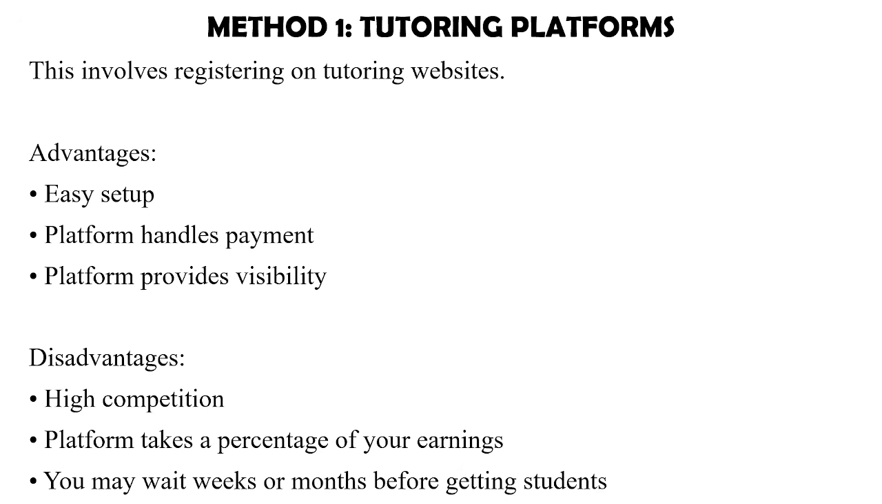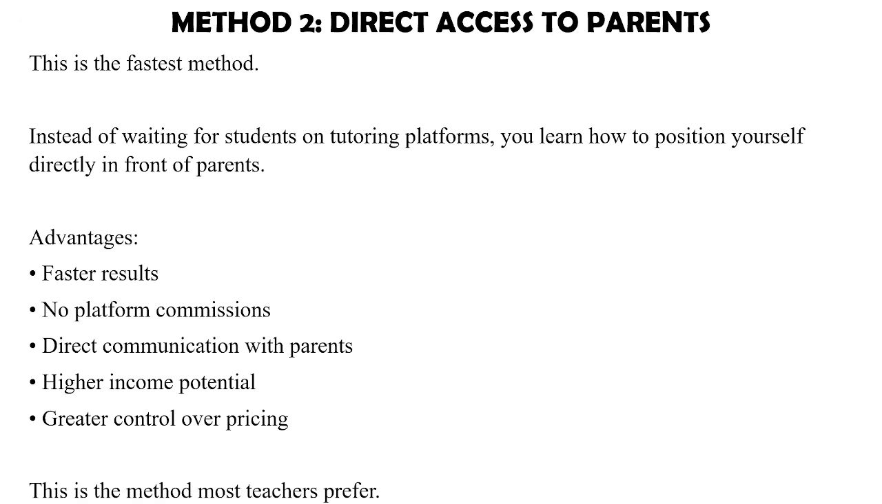The second method: as we proceed, I will teach you about all the various platforms, right? The top platforms that you should pay attention to for each of these countries, I'll show them to you. But this method one is not even the major thing. The major thing is method two, which is the method that gives you direct access to parents. I'll show you. This is the fastest method. So instead of you waiting for students on tutoring platforms, right, I'll teach you how to position yourself directly in 3 days. 3 days, 72 hours, how you can get and land your first students. I'll show all of these things to you.